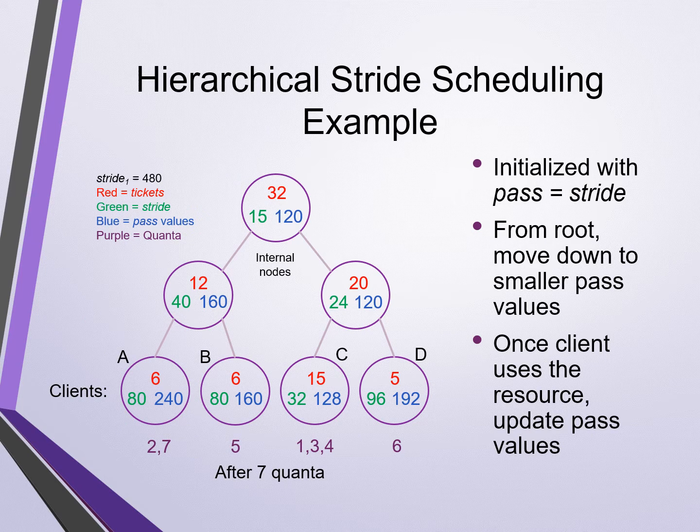This is an example of hierarchical stride scheduling using a simple binary tree. The stride1 constant is set to 480 to ensure integer stride values. 4 clients are allocated tickets of 6, 6, 15, and 5. Each client stride is calculated as stride1 over tickets. Initially, each internal node and client pass would be set to its stride. To begin this example, I have already simulated 7 iterations.